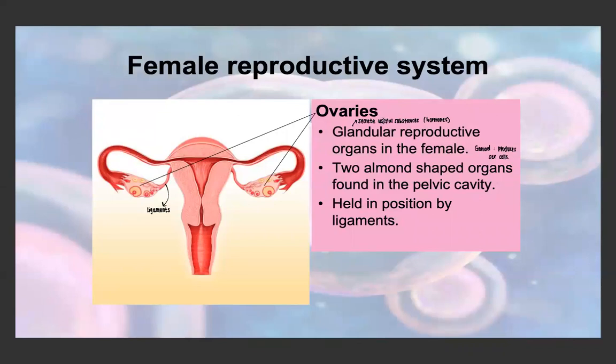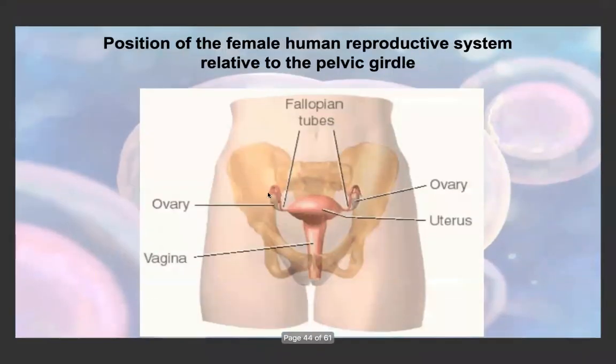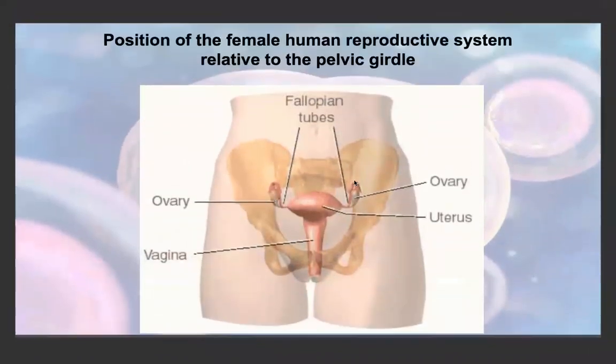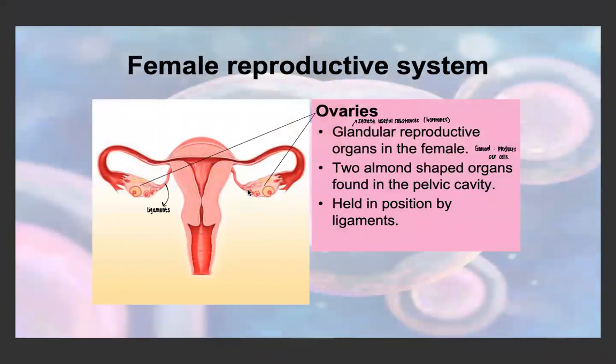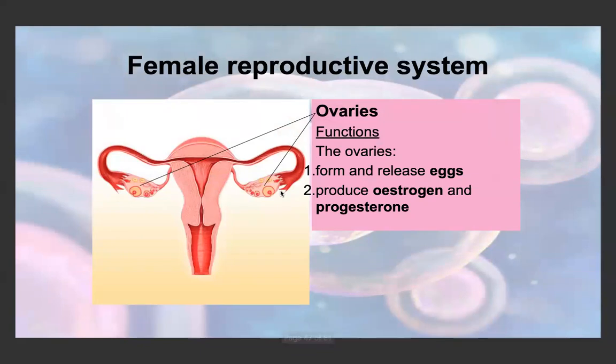And because they're glandular, they also secrete hormones such as progesterone and estrogen. They're almond-shaped and found in the pelvic cavity, which we saw here, so that they can be protected by the pelvis. They're held in position by ligaments connecting to the uterus. The functions of the ovaries are to store and release eggs.